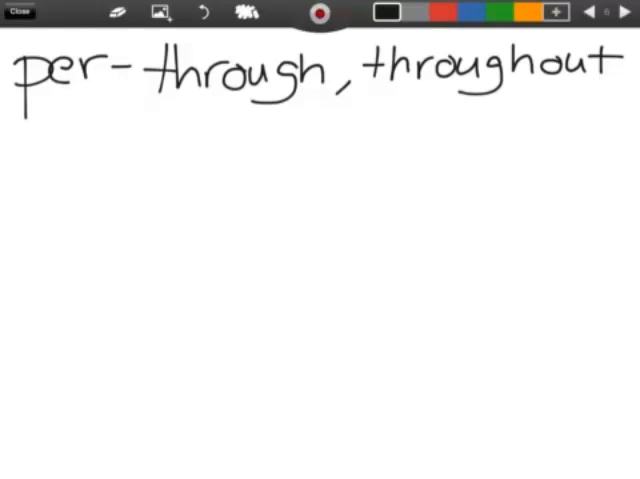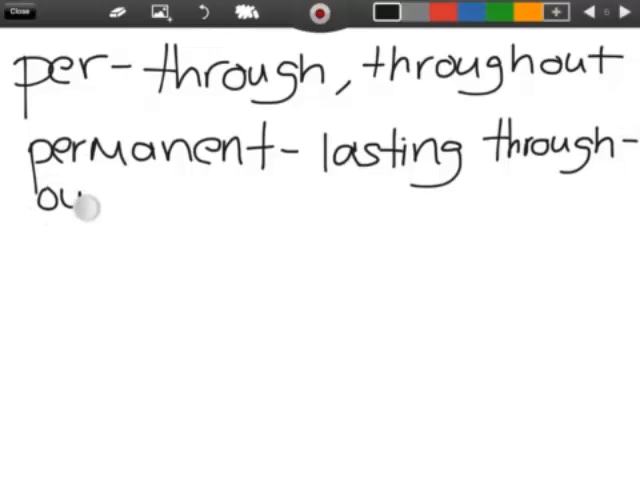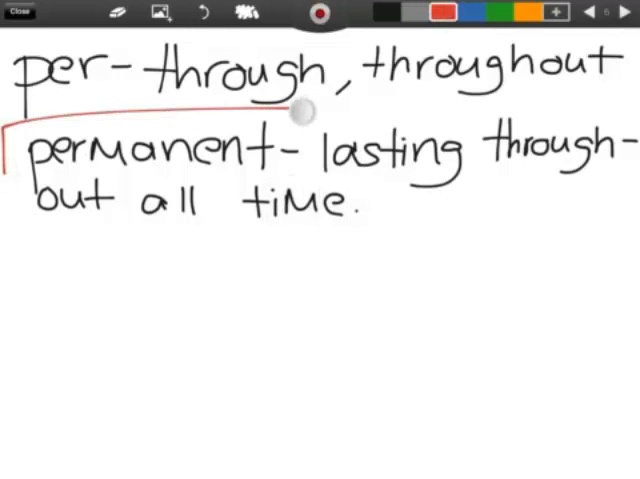And I'm going to give an example. Permanent, meaning lasting throughout all time. I'm going to use permanent in a sentence.